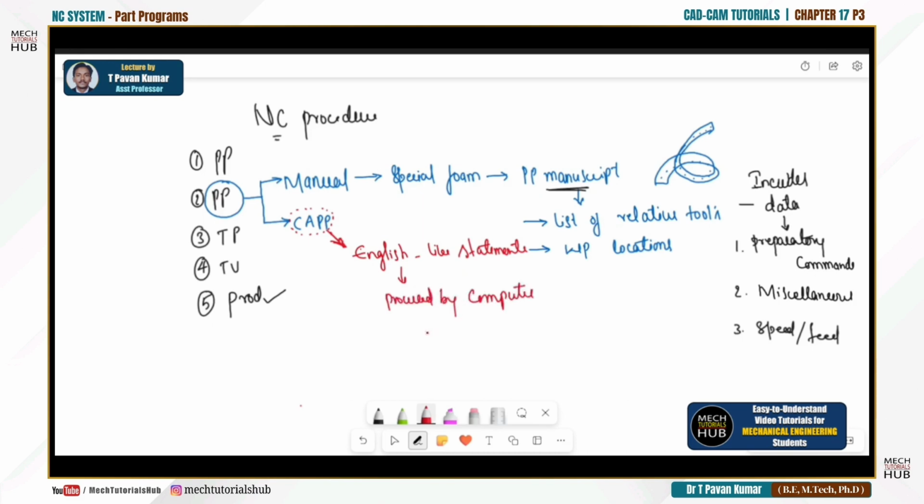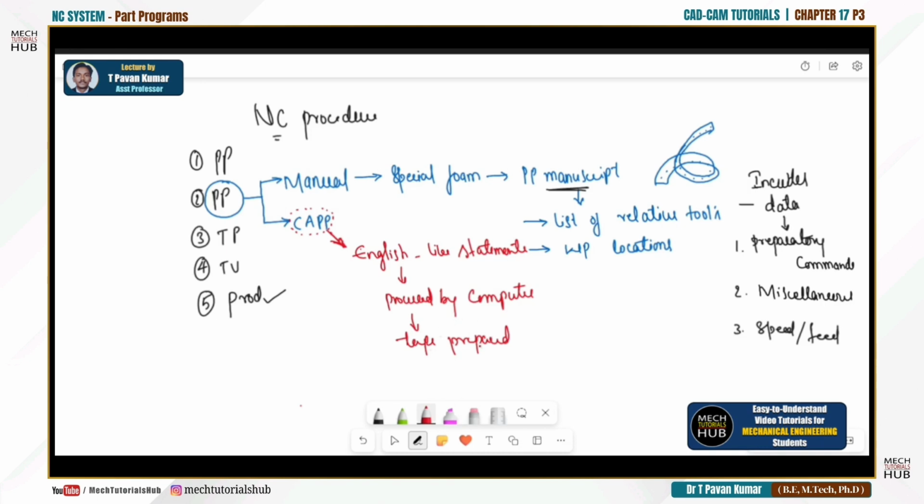Why do we do processing? Because finally what is required is for the computer to prepare the tape. The idea is to prepare the tape only. Here, with the manuscript we go one way, and with CAPP we go by English-like statements which are provided to a computer that will process them. Those instructions are printed on the tape. The computer automatically punches the tape in the tape format.